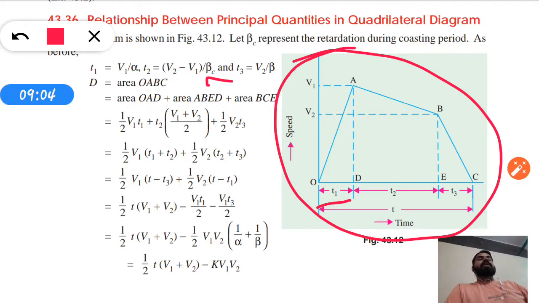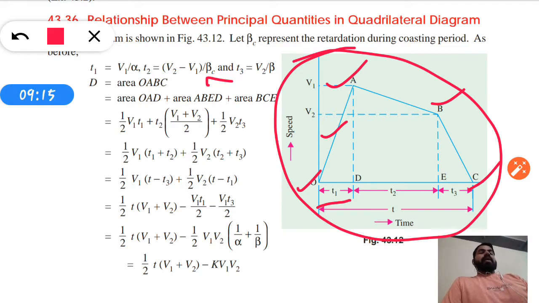Similarly, capital D is the area OABC. There are also three figures: the triangle OAD, the rectangle ABED, and another triangle, area BCE, okay. So the area OAD will be equal to 1/2 V1 T1, plus the area ABED, which is T2 (V1 plus V2) upon 2, and the area BCE equals 1/2 V2 T3.